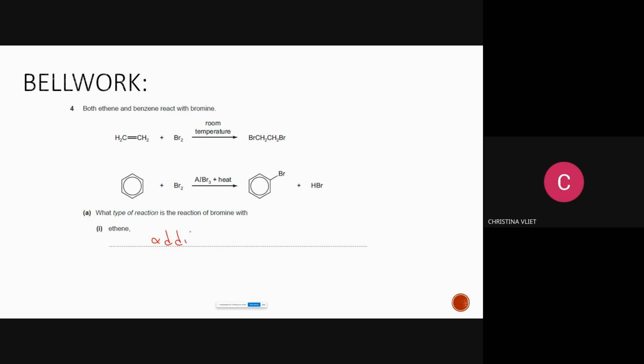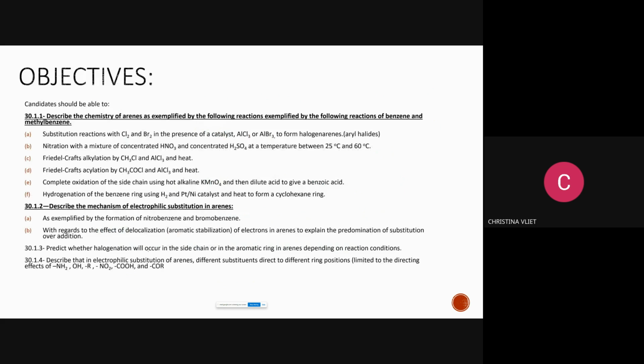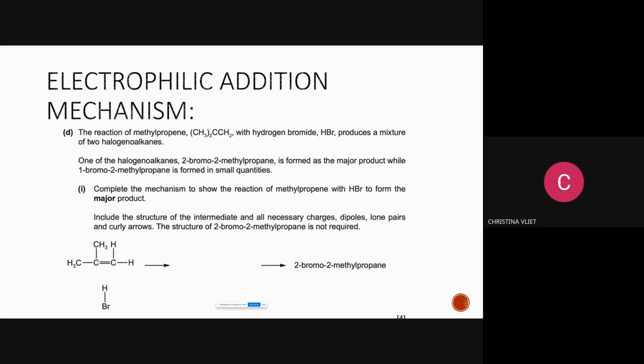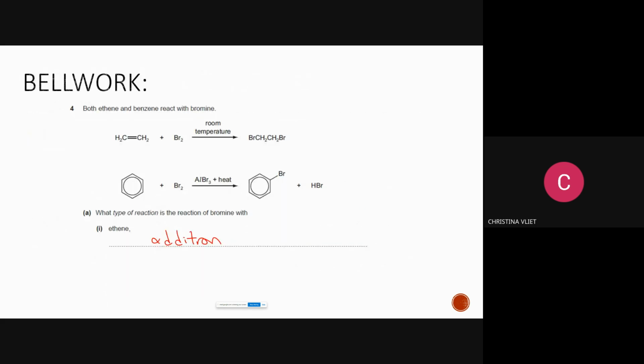Everybody that I read, at least everybody that had me check, got this correct. Some of you were even fancier and specified that it was electrophilic addition, which you might have gotten because I had it right here, but maybe you got it on your own. It is electrophilic addition. So before moving on, we're going to go over the objectives now.